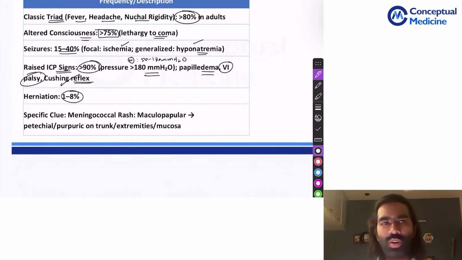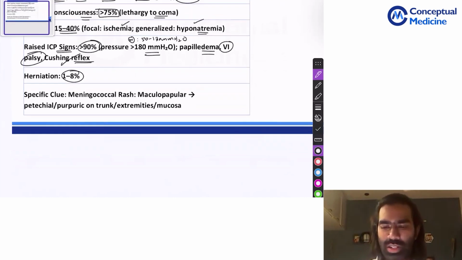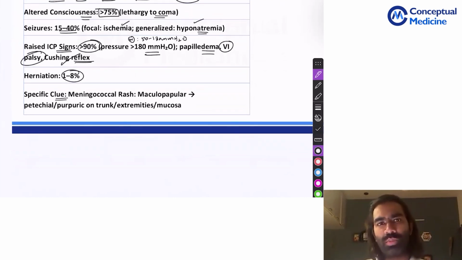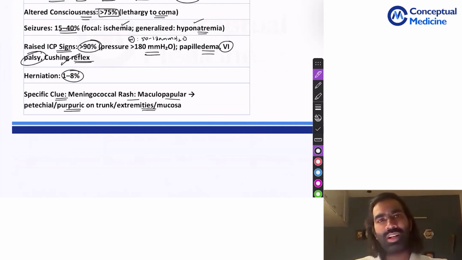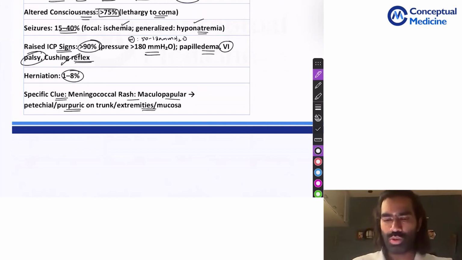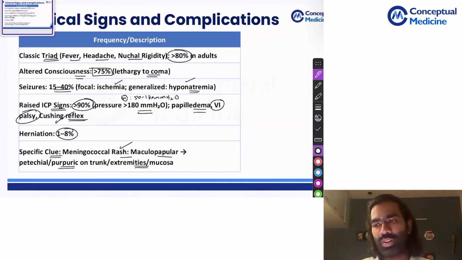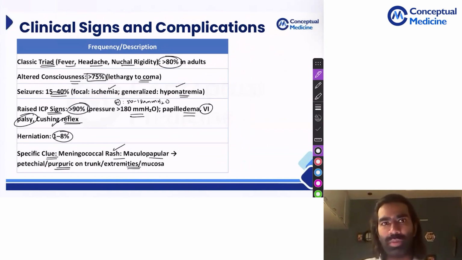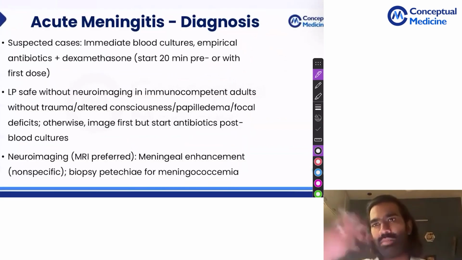Herniation can occur in 1 to 8% depending on the stage of presentation. And one specific clue that I want to mention is the meningococcal rash, which is going to be maculopapular initially, and then it can turn into a petechial and purpuric rash, and it's more commonly seen on the trunk, extremities, and the mucosa. And it can be seen in approximately 20 to 50% of cases, especially because of the DIC caused by fulminant meningococcemia.